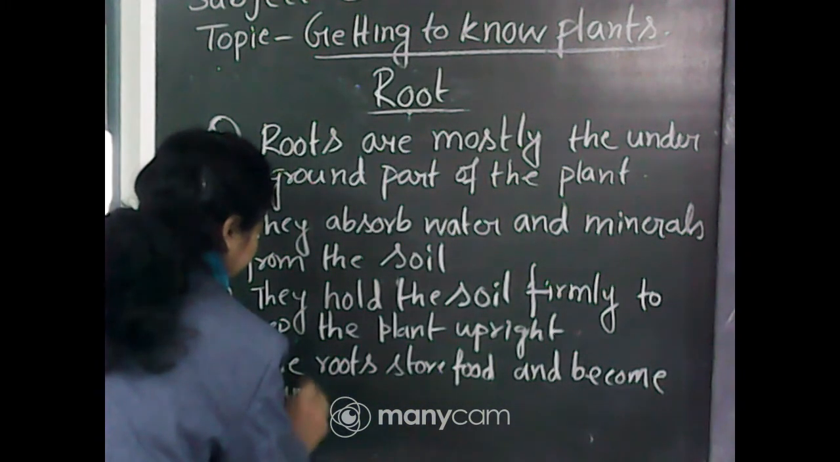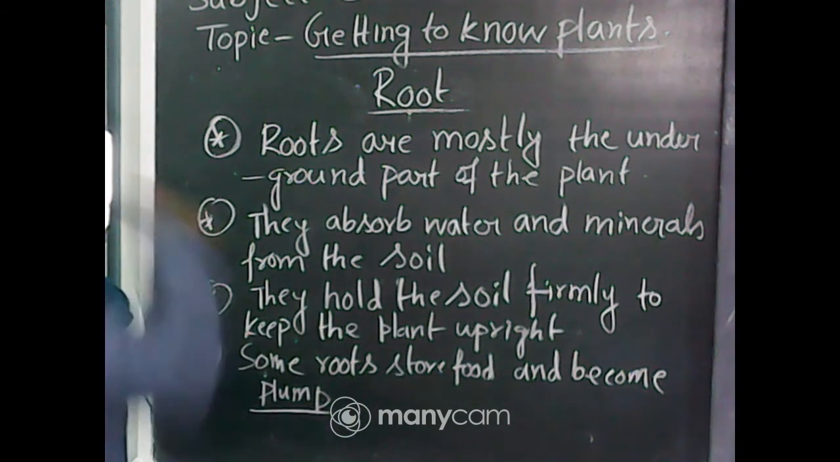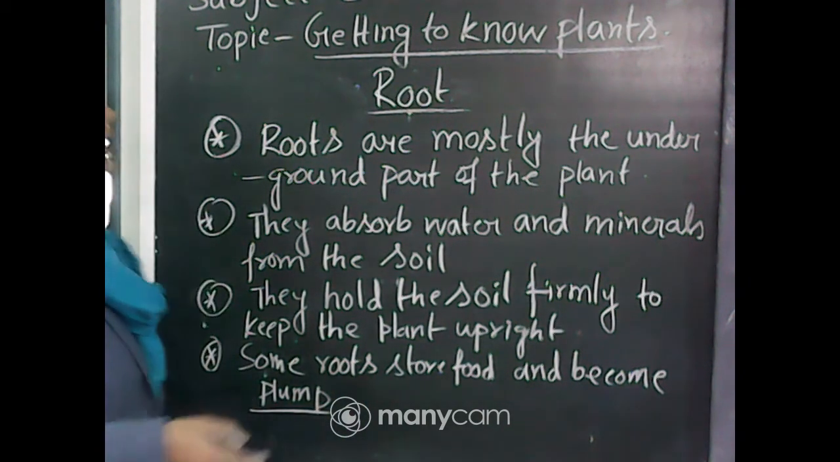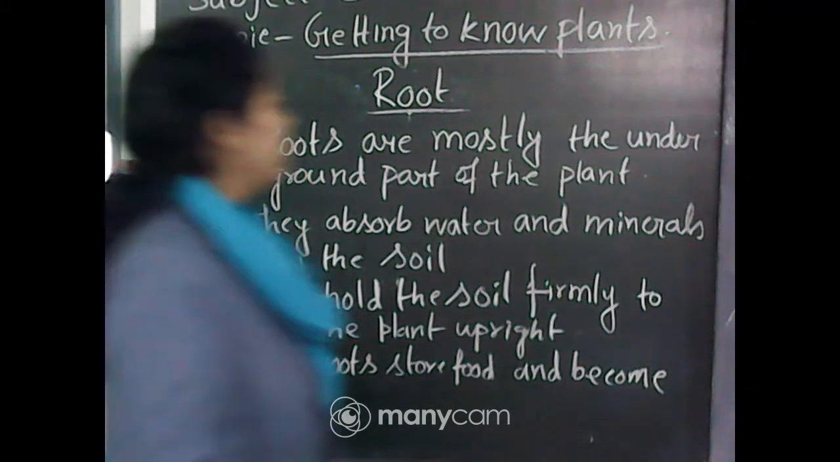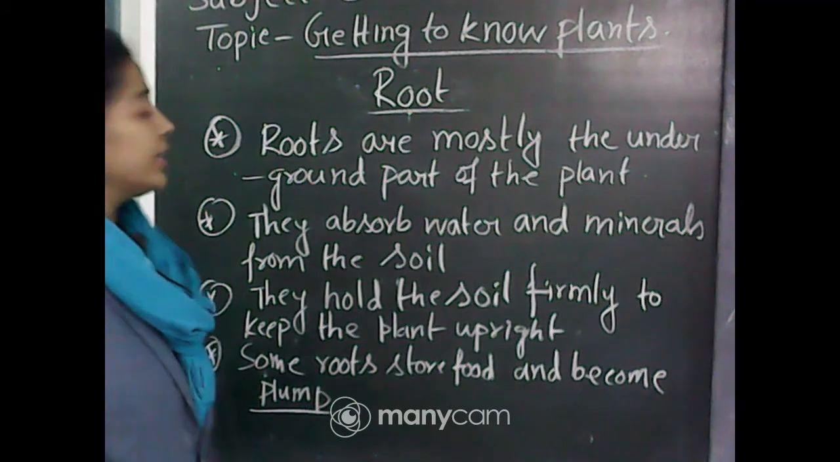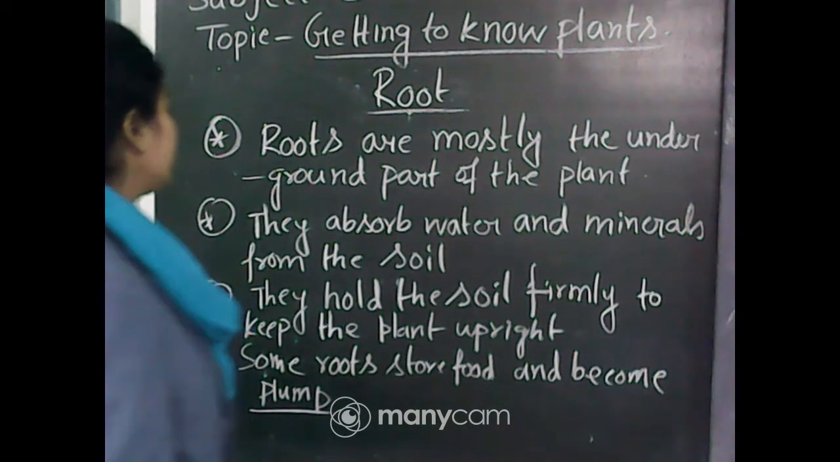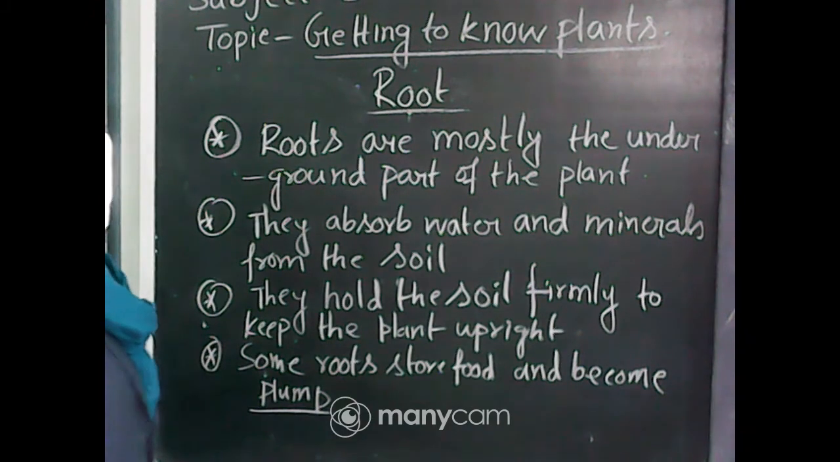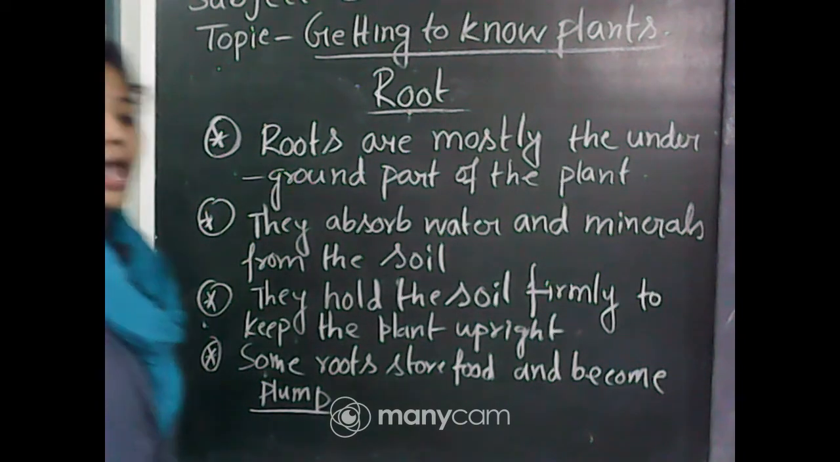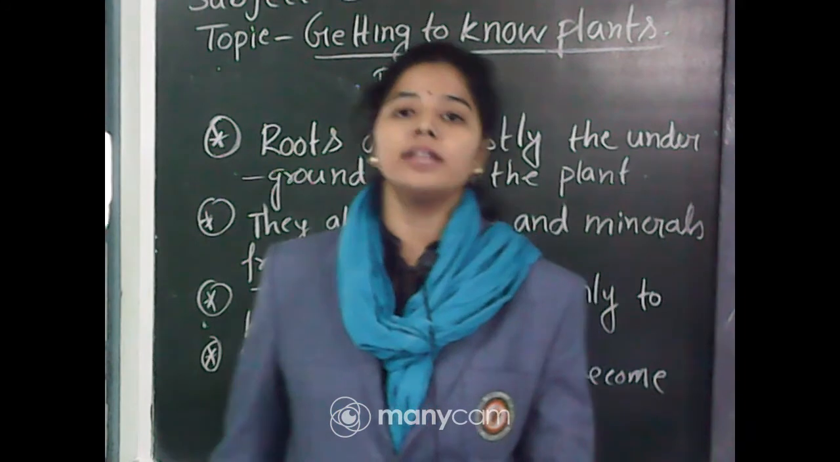Now plump means fluffy, just filled up. So the main points that I have written here: roots are mostly the underground part of the plant. Next, they absorb water and minerals from the soil and hold the soil firmly to keep the plant upright, and some roots store food and become plump. They absorb water and minerals from the soil. This is a very important point.